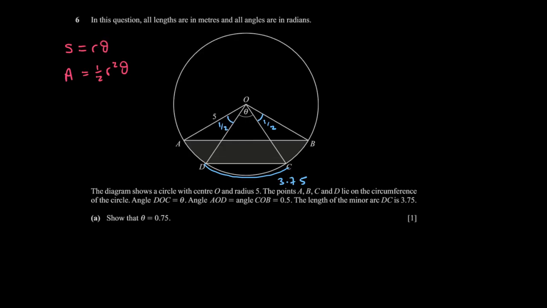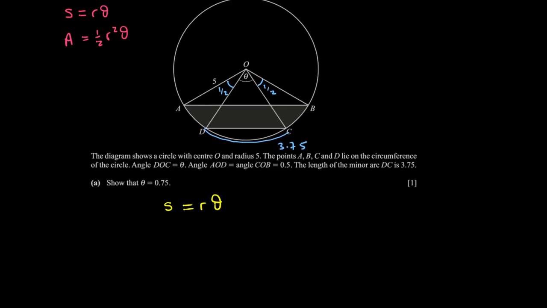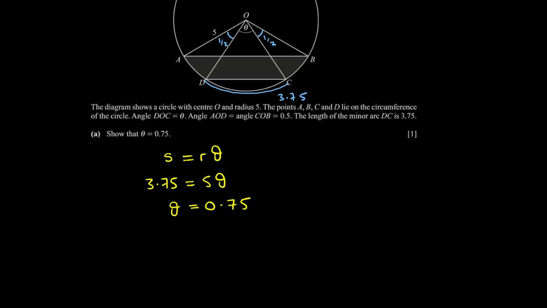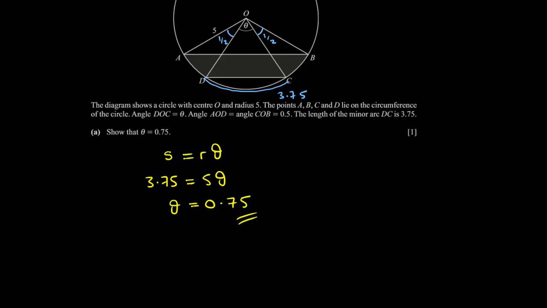So here, what have we got? We have got an arc with an angle of theta with a radius of 5, which produces an arc length of 3.75. So we just write that in. S is equal to r theta, which means that 3.75 is equal to 5 times theta. And so then what we've got to do is 3.75 divided by 5. And lo and behold, we get 0.75, right? So theta is equal to 0.75 radians. Okay, so that's the first part, hopefully relatively straightforward.